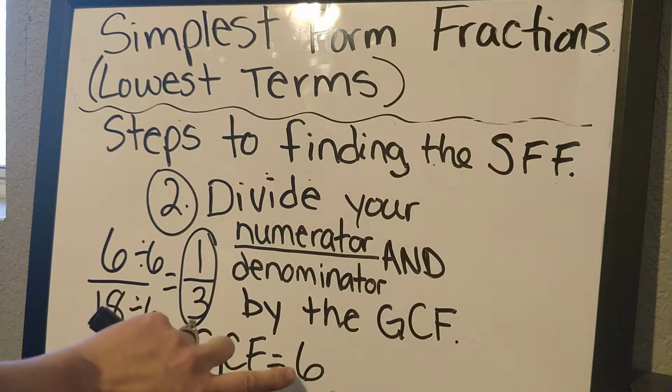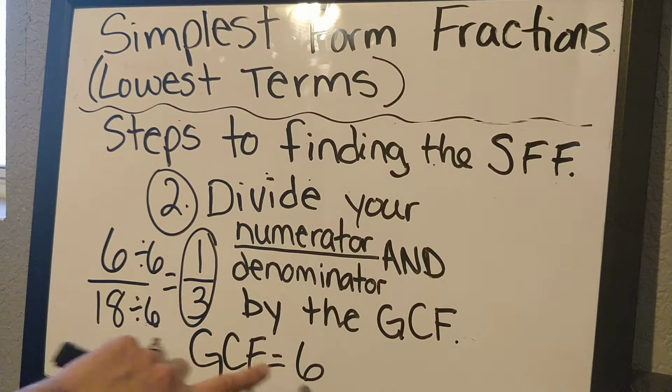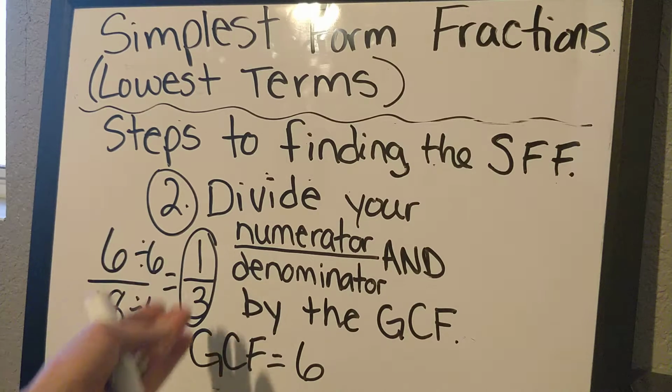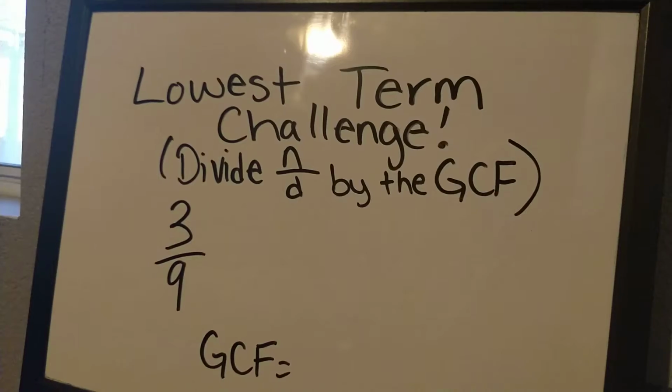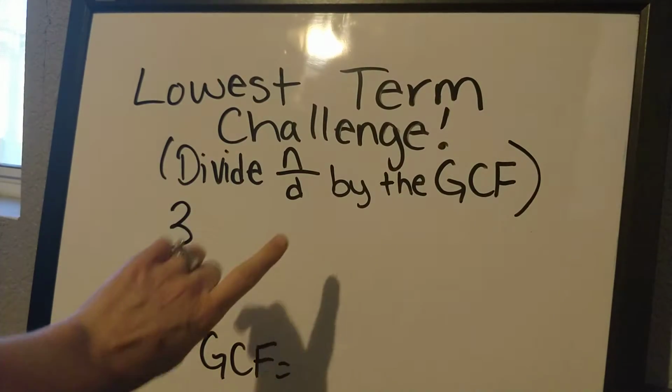Then you have to divide those two numbers by your GCF. Now you've created an equal fraction as small as it can go using division by the GCF. The lowest term challenge is on.